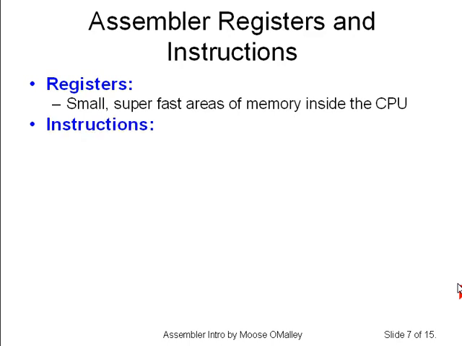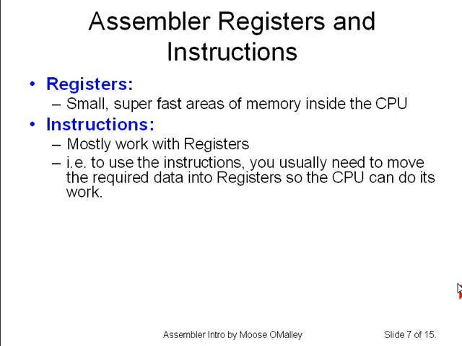And then you've got instructions. Instructions are little commands that basically work with registers, or mostly work with registers. For example, to use instructions you usually need to move the data that's required into registers so the CPU can do its work. So if you've got data in main memory in your machine, you need to get access to that inside the CPU, and you move the data into the CPU's registers, or at least the memory address of the data, so that the CPU can then start working with the data.